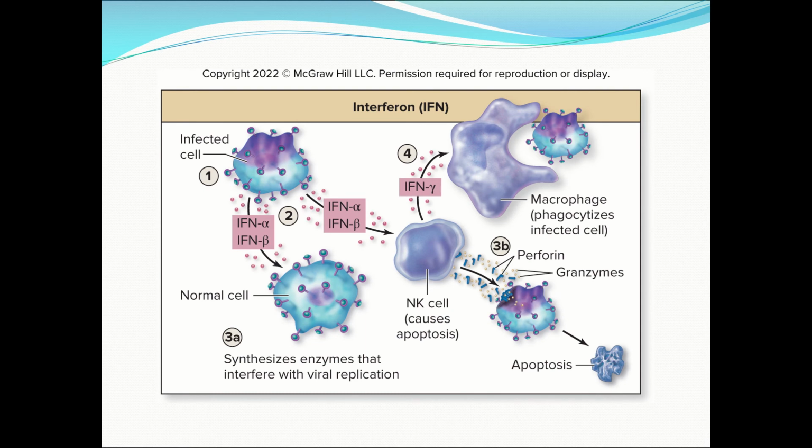This illustration shows interferons. Step 1, the infected cell. And step 2, we have interferon alpha and beta. And then we've got 3A, synthesizes enzymes that interfere with viral replication. And then with 3B, it looks like perforin and granzymes. Also, there's a step 4 where a macrophage is going to phagocytize an infected cell.